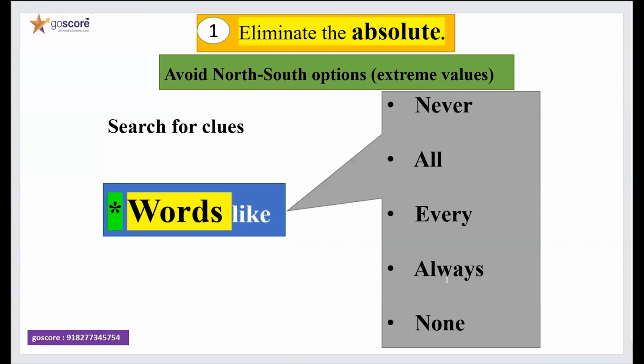Then so many other synonyms also. Only, everyone, no one. These are all absolutes. For example, if you're taking a scale of 0 to 30, 0 is an absolute and 30 is also an absolute. Okay. So these are the absolutes. If you have an absolute word in your answer option, you can eliminate that option. That will not be your correct answer.